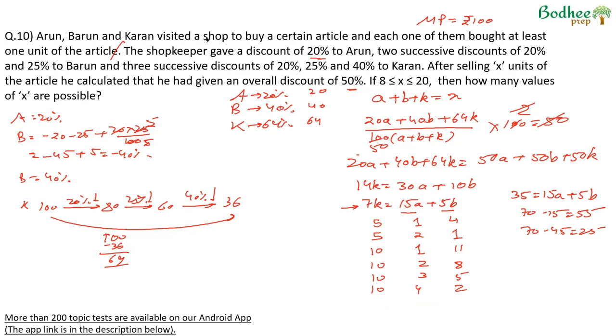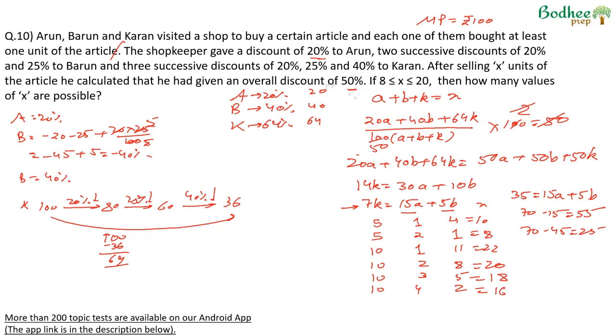Also, simultaneously, let us check the value of X as well, just to see we do not exceed the value of X. X is A plus B plus K. So here X will be 5 plus 4, 9 plus 10. Here it will be 5 plus 2, 7 plus 1, 8. Here it will be 10 plus 11, 21 plus 2, 22. Here it will be 20. Here it will be 8 and 10, which is 18. Here it will be 16.